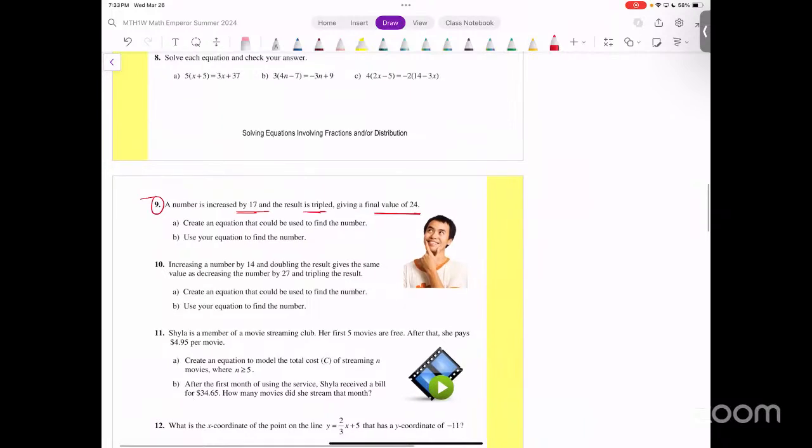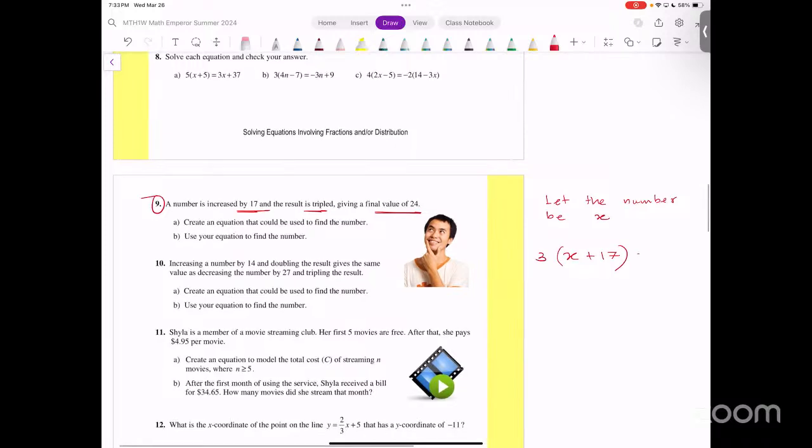So when you're solving this question, we have to do a let statement. Let the number be x. The number is increased by. What operation should I use, Nirain, to say increase? Addition, subtraction, multiplication, or division? Addition. A number is increased by 17. The result is tripled. The final value is equal to 24.